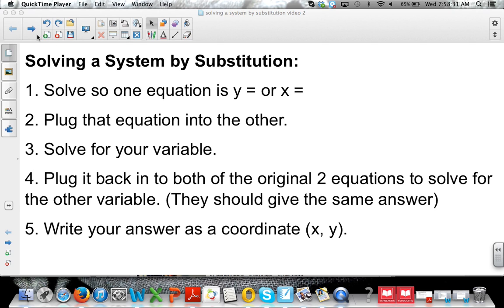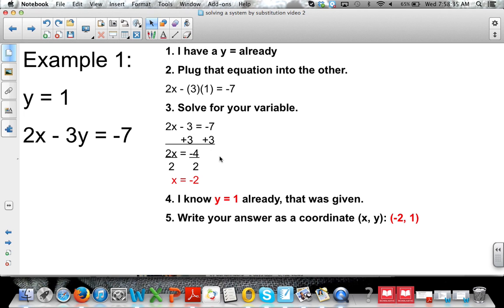So let's do some examples just to make it more clear what we're talking about here. So example 1, my equations are y equals 1 and 2x minus 3y equals negative 7. So here, going through my steps, I already have a y equals. It was given to me, so I'm good to go.